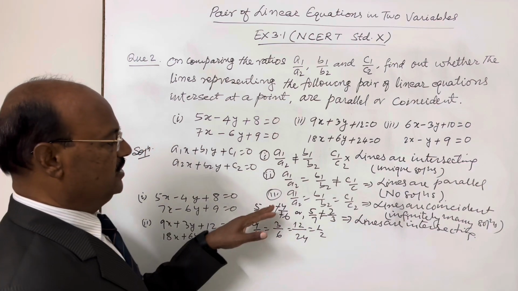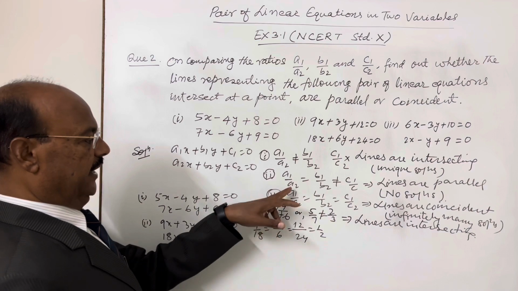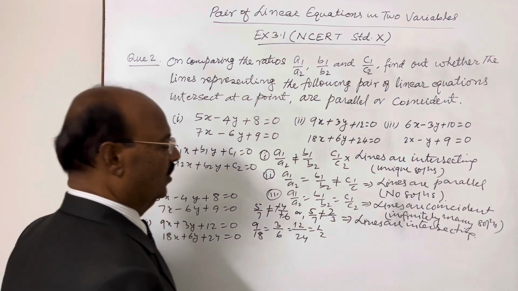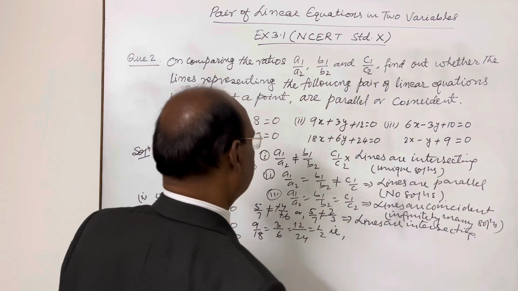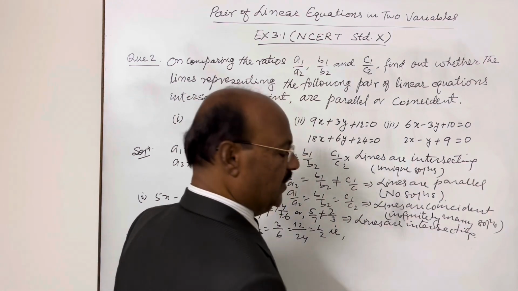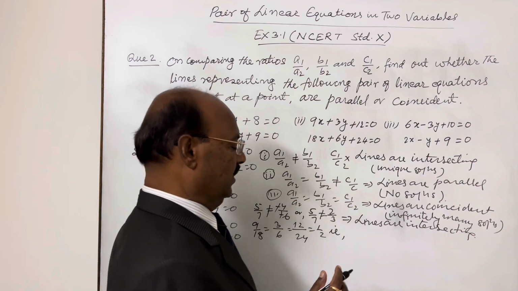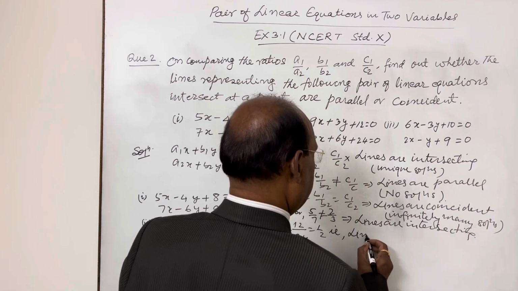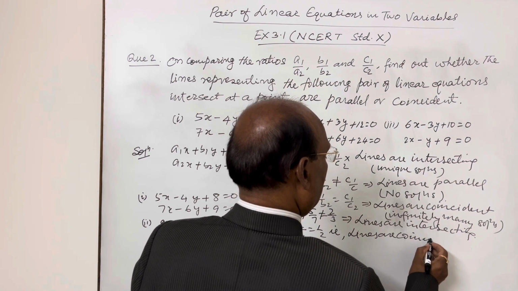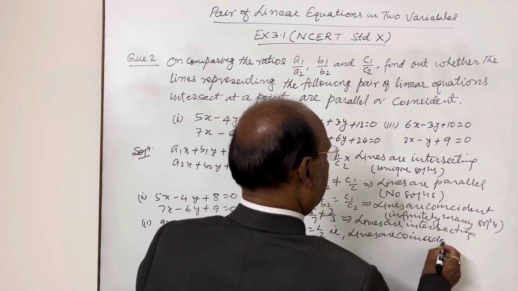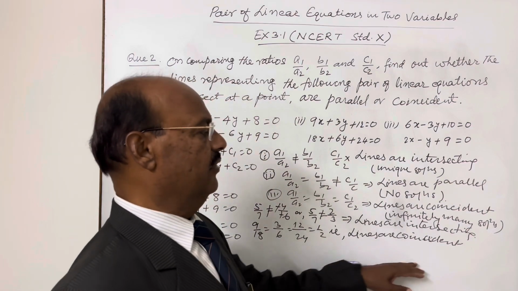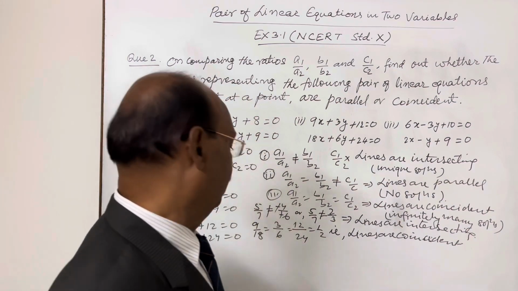So which condition is there? This is the third condition: a1 by a2 is equal to b1 by b2 is equal to c1 by c2. So what is the conclusion? In the third case, lines are coincident. It means both the lines lie on each other. And as we have discussed, in this case there will be infinitely many solutions.